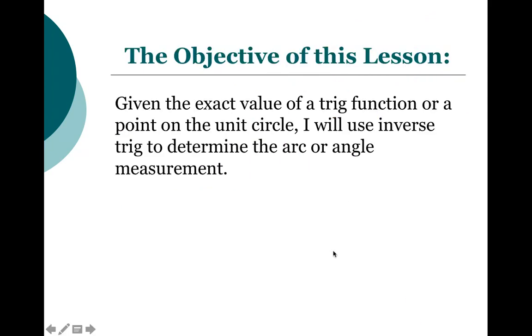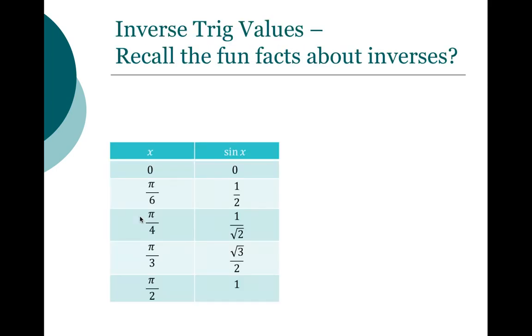So today, given the exact value of a trig function or a point on the circle, we're going to use inverse trig to determine the arc or angle measurement. Depending on if we want a degree or a radian, but you're going to know the points. We're going to talk a little bit about calculator pieces. We're going to start off without a calculator, which means that we're going to be working with unit circle values. We're going to be working with special angles.